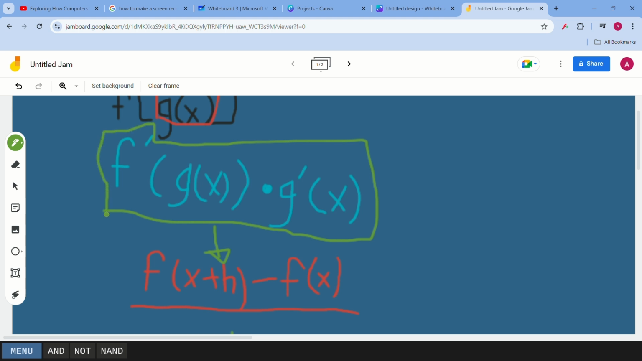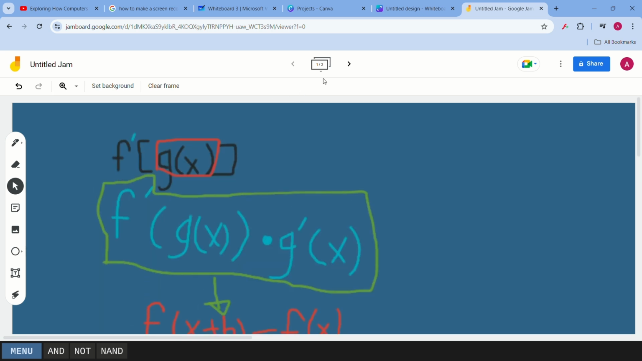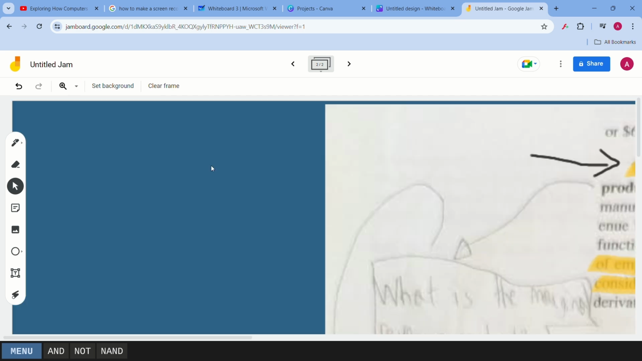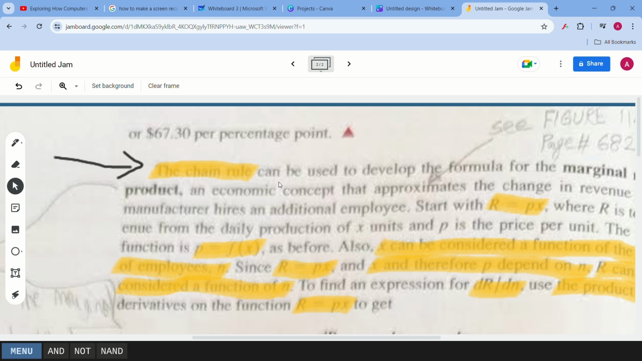And the red part you see down there is just the formula for the derivative. So back here, and no, I'm not going to let you see, you sneaky peek, you fellas. We're going to continue.